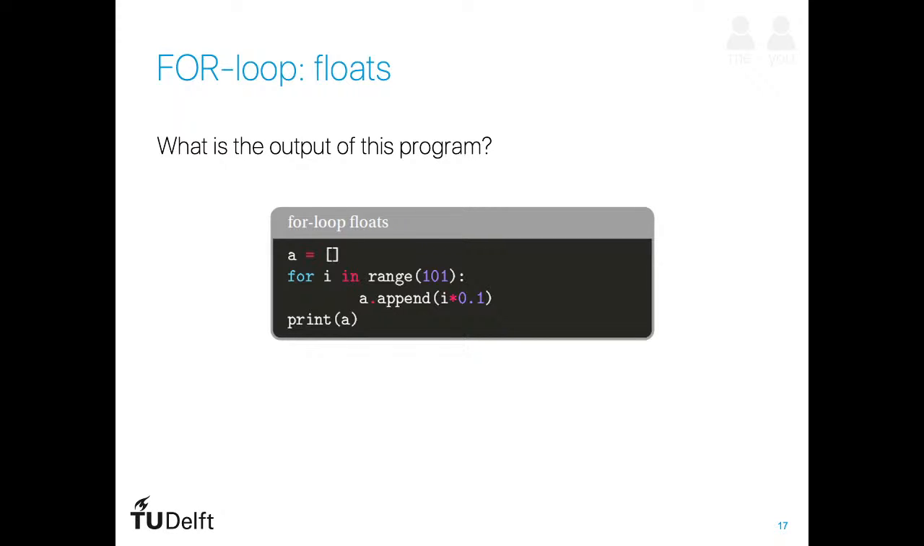Well, you could use, for instance, a for loop to populate a list with floating point values. So let's say that I want a list with 100 values that go from 0 in steps of 0.1 to 10, then this is how I would do it. So maybe you can tell me what would come out of this. If I print A, what would come out of that?